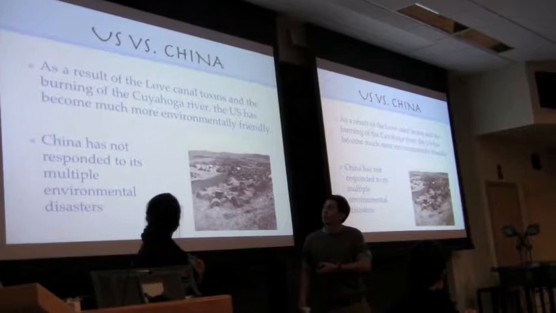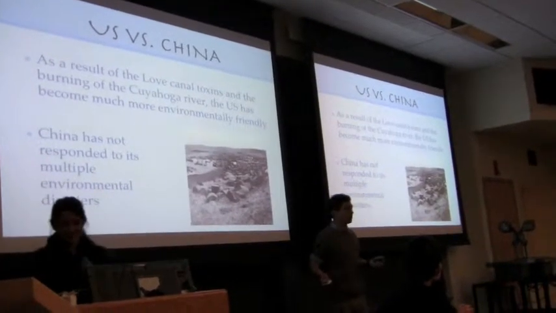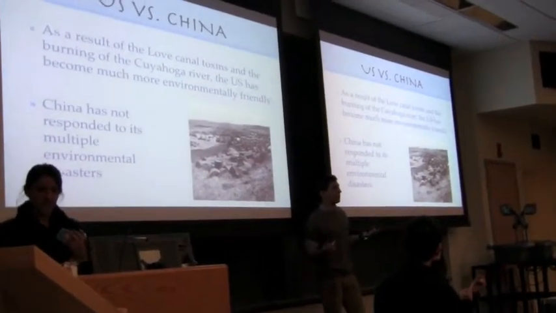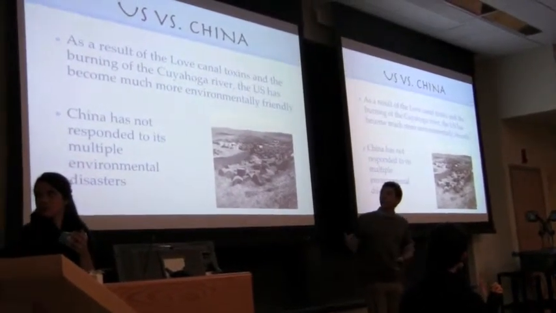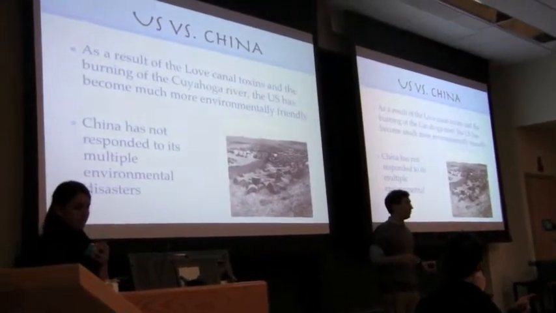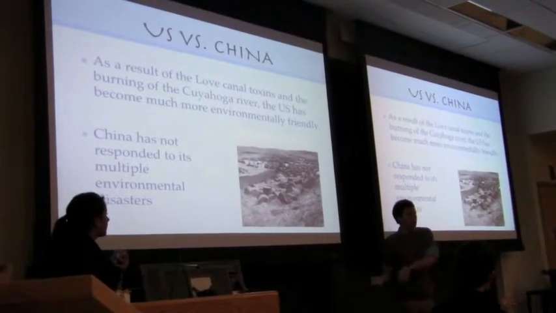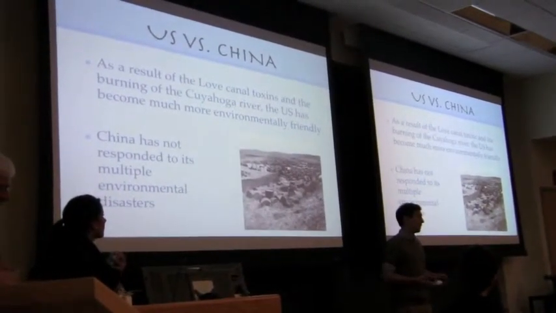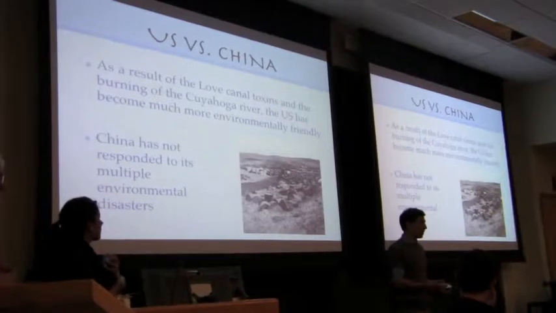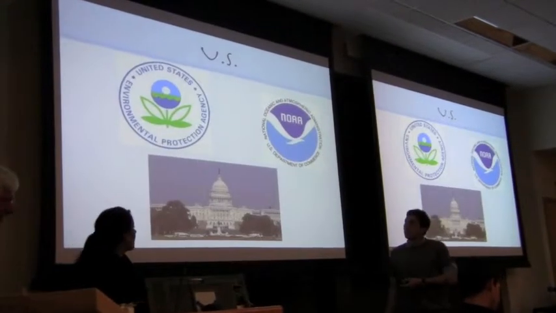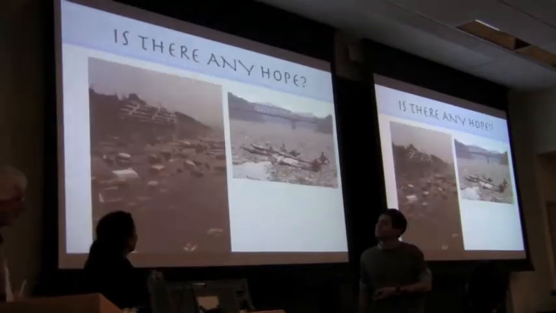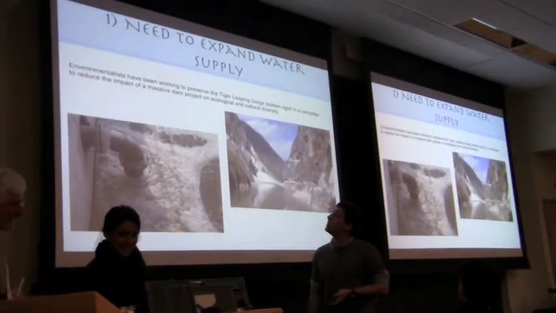We've put up the United States versus China, the difference in their policy. After the United States had environmental disasters like the Love Canal, we created the EPA, and we created a lot of environmental policy to help protect our water, protect everything. And China's yet to do that. We're just going to move on to a video.